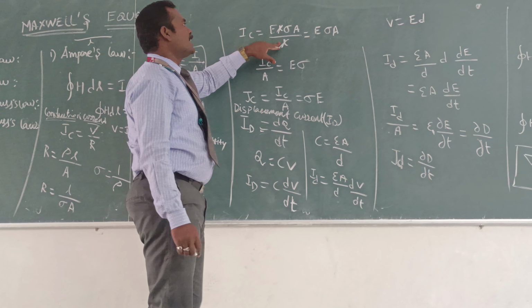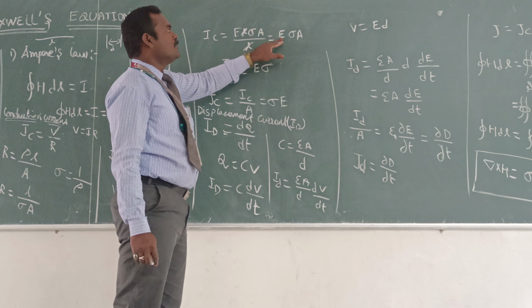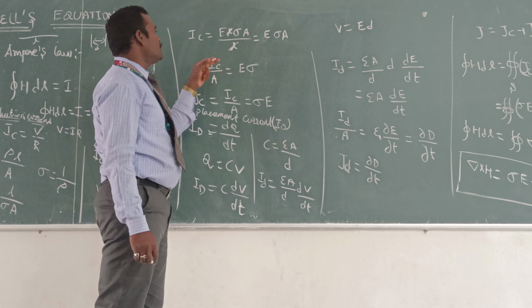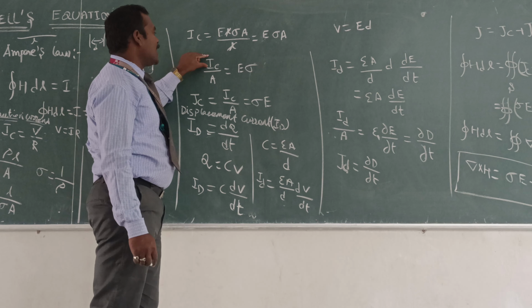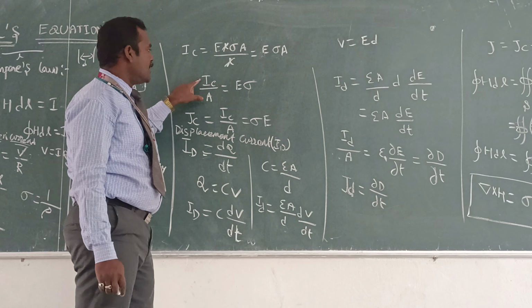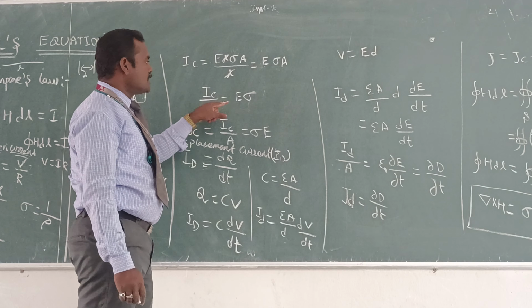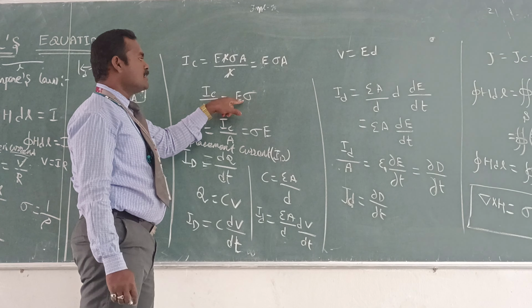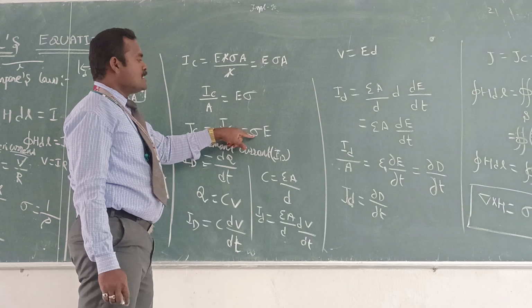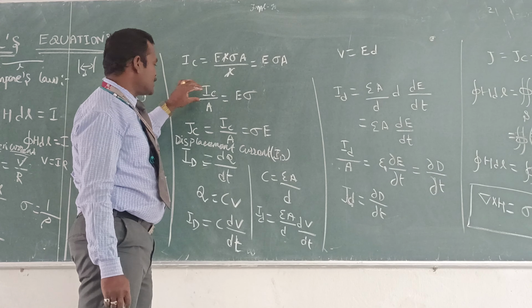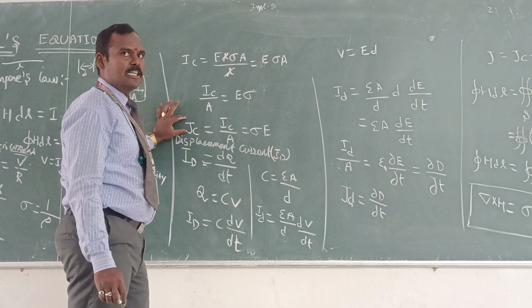So both the L get cancelled. The remaining value is E into sigma into A. So I_C divided by A, that is I by A, you know the current density, right? So I_C by A is J_C, the conduction current density, which is sigma into E, or E into sigma. From this expression we obtained the conduction current density.